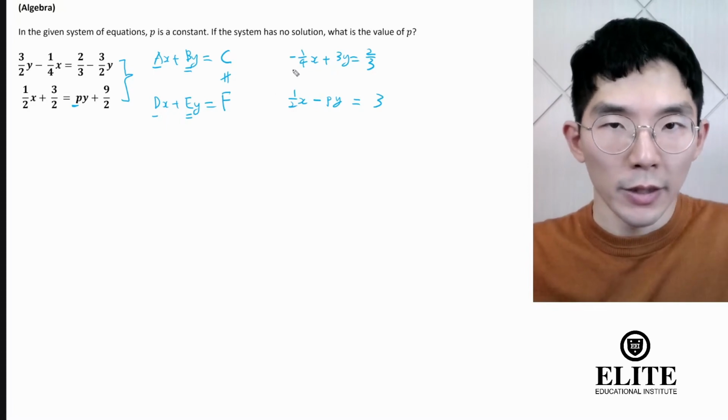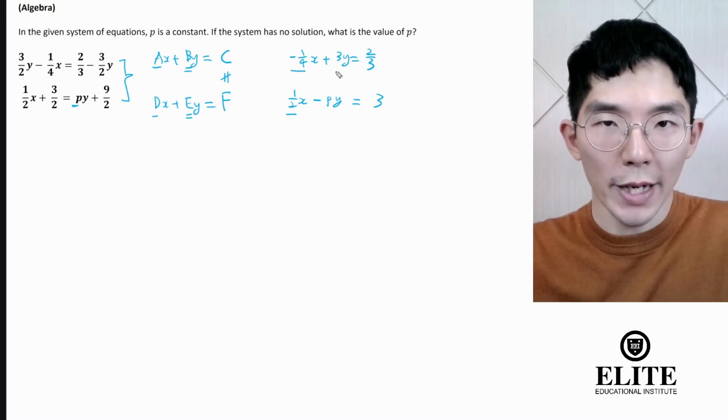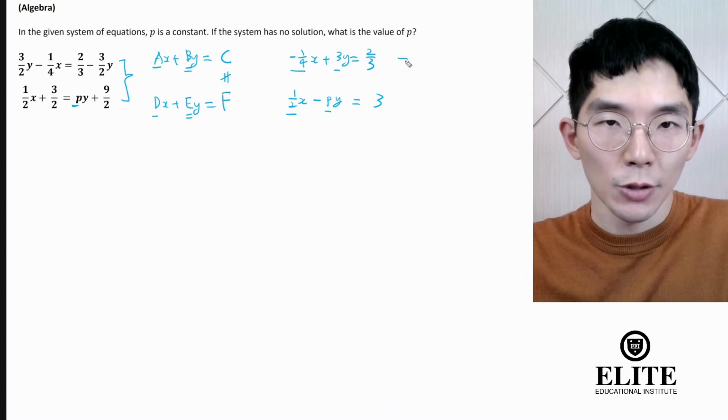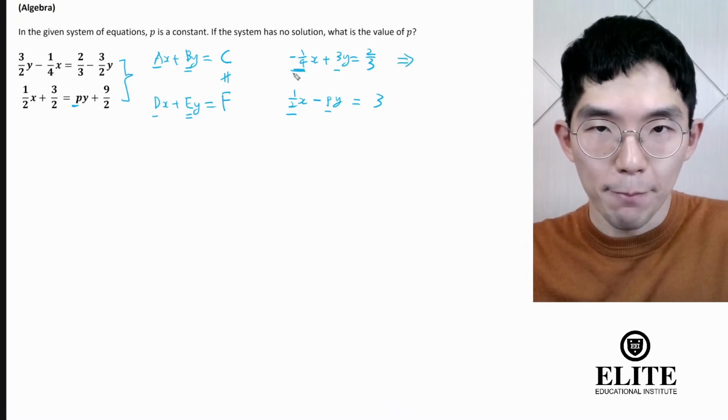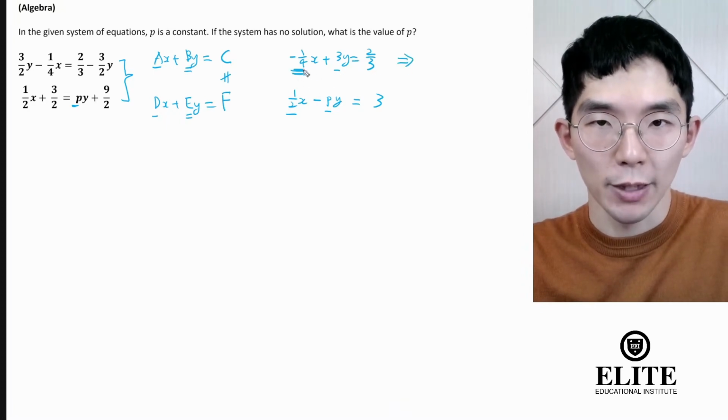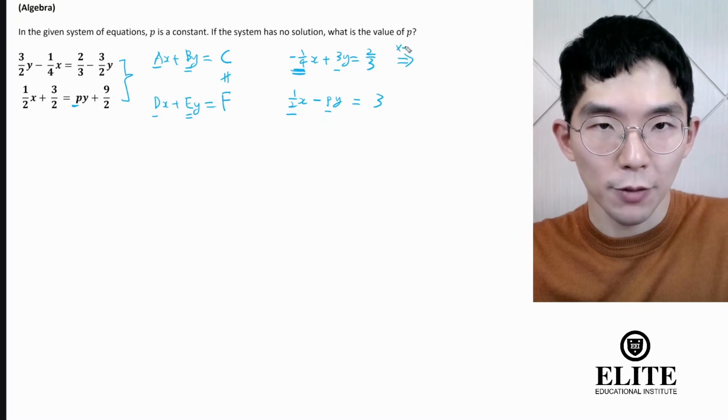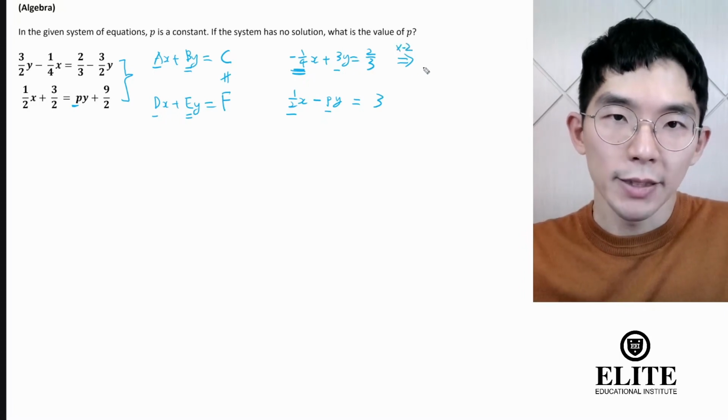Well, it turns out that we haven't quite matched the coefficients yet. So what am I going to do? I'm going to try and match the coefficients for x first. And I can accomplish that by multiplying the first equation by negative 2.